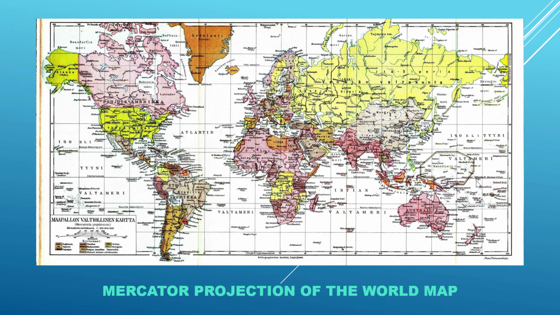Here is an image of the Mercator projection of the world map. It's a grid system and you have the latitude numbering on the right and left hand side and the longitude numbering on the up and down side. So the values are not that clear in this image.